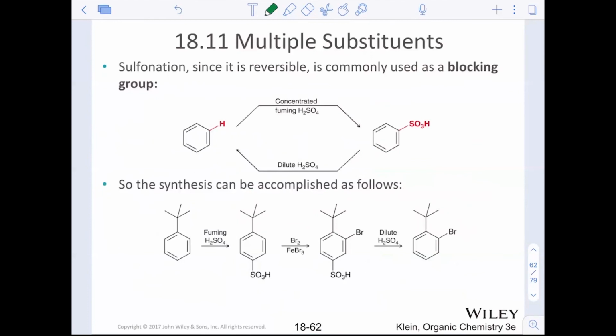What's a good blocking group? Remember, sulfonation is reversible, so sulfonation is typically used as a blocking group. The synthesis can be accomplished just like this. We start with sulfonation and we'll add it on there. Right, there's our blocking group. Then we'll add our halogenation at the meta position to the sulfonyl group, but the ortho position to our tert-butyl group. And then we'll use dilute H2SO4 to remove that blocking group. That's what's great about sulfonation: it's reversible. It can go backwards.